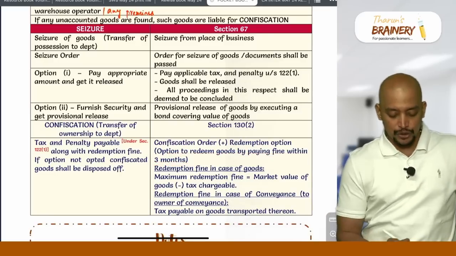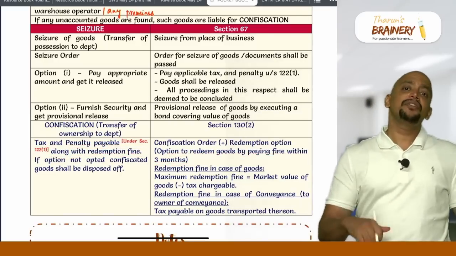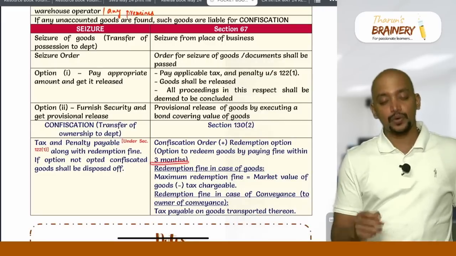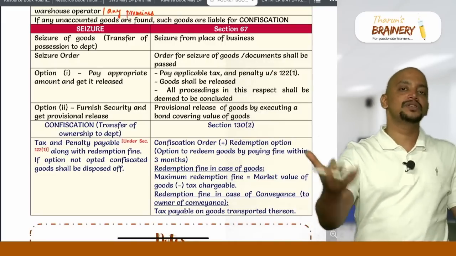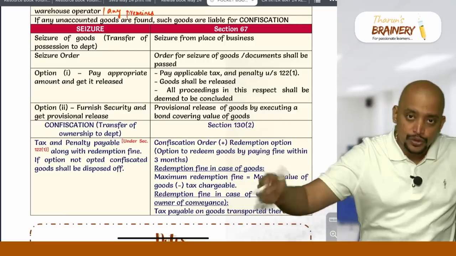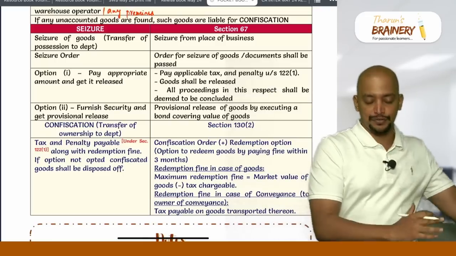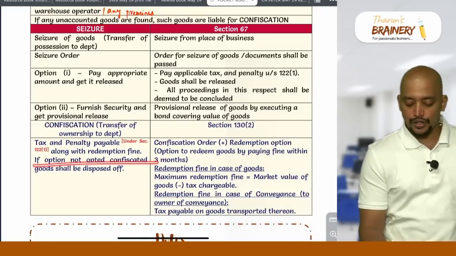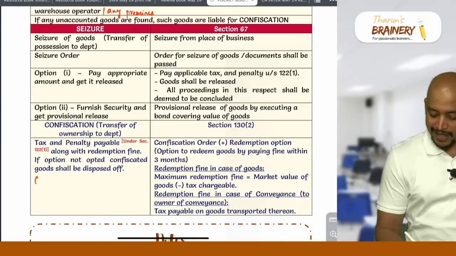So what all does he need to pay? Tax and penalty payable along with redemption fine. Suppose he is not paying the fine also within 3 months, what will happen? Then the confiscation order is invoked, so the ownership also will be transferred to the department. The department will sell those goods, realize the money, and keep that money in their pocket, which means it will not be given to the owner of the goods. If the option is not opted, confiscated goods shall be disposed of and the entire amount retained by the department.